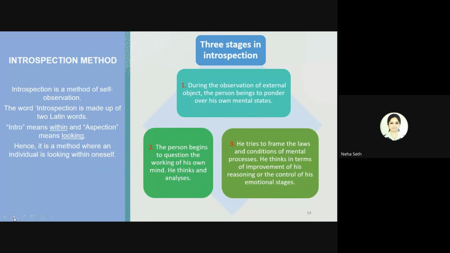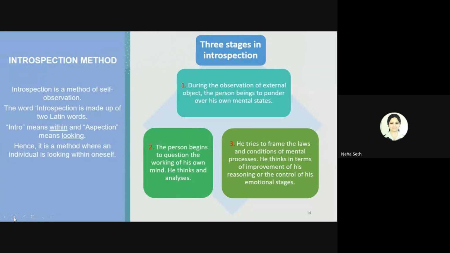Now, during the observation of an external object, the person means to ponder over his mental state. So when I am judging somebody else, it may be possible that we call it a halo effect. Whatever I'm possessing in my mind, I'm trying to apply on the same person, but it should not be so. Okay, I have to be unbiased when I am trying to observe somebody else. Okay, so before judging somebody else, I need to check myself first. I need to check my own mental state first.